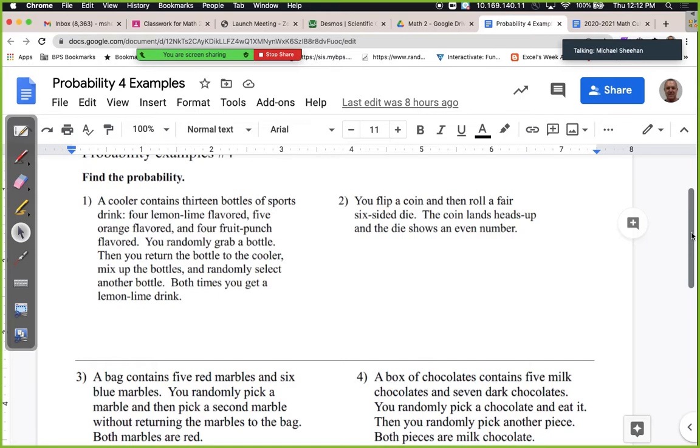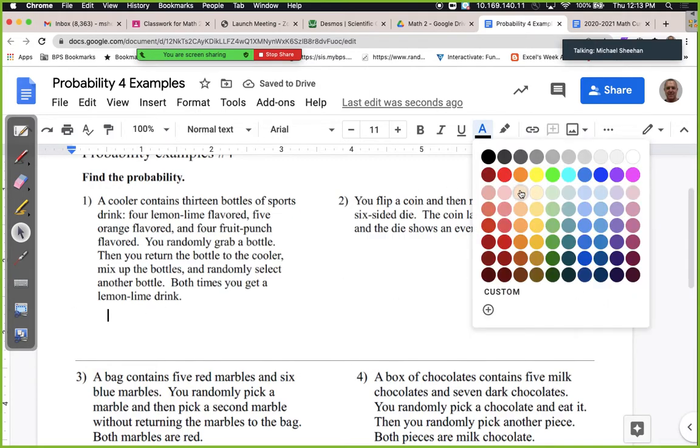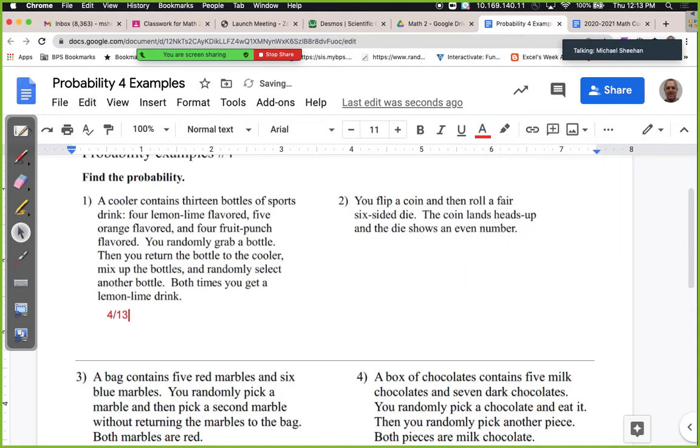Now, because we put the bottle back after we picked the first one, these two events are independent. If I start off with 4 out of the 13 bottles being lemon lime, and I take one and put it back, I still have 4 out of the 13 that are lemon lime. So my probability of getting lemon lime both times is going to be 4 divided by 13 times 4 divided by 13. Do we understand where I'm getting those numbers from or no?